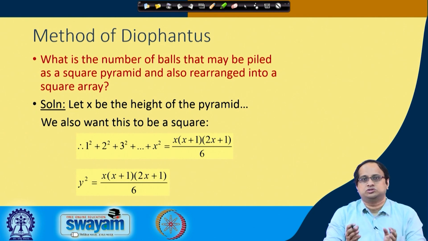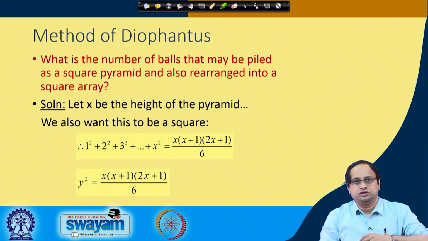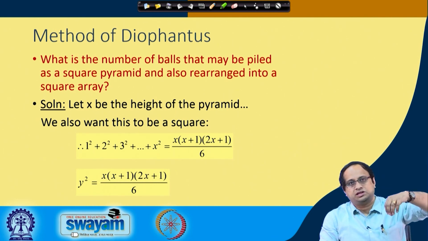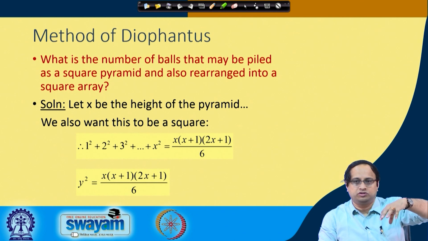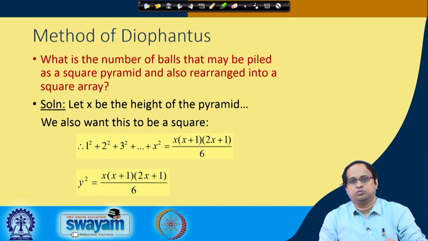So, you can either arrange these balls as a square pyramid. That means it's essentially a pyramid where the top has, say, one square number of balls. In the second layer you have two square number of balls. In the third layer you have three square number of balls, and so on. If the height of the pyramid is x, then you have 1 square plus 2 square plus 3 square plus so on till x square number of balls.